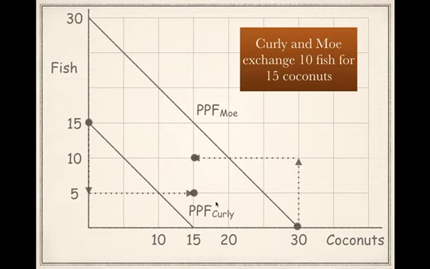We can see here that Curly would find this situation acceptable, because he is now consuming past his production possibilities frontier. He would have been incapable of consuming 5 fish and 15 coconuts on his own, so he is made better off by specialization and trade. Unfortunately, Mo is actually made worse off, because now he is inside his production possibilities frontier. He would have been better off just collecting fish and coconuts on his own, because he would have been able to consume more. So under this term of trade, Curly is better off, but Mo is made worse off.